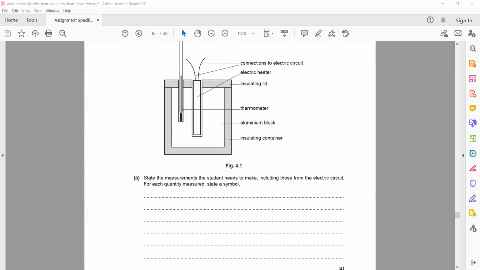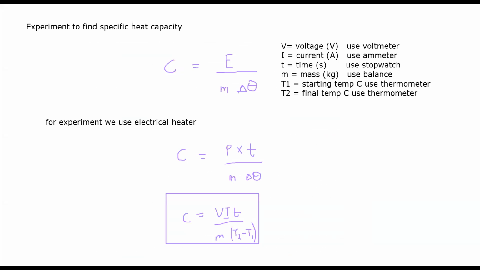Then the second type of experiment is the experiment to find latent heat, specific latent heat.